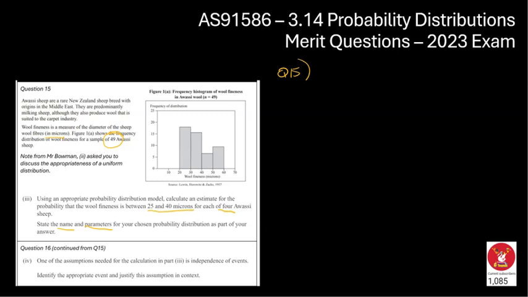The first thing to note, wool fineness is probably going to be continuous data, because I imagine you can have part of a micron. So that means it's going to be one of the models that use continuous data. It could be a normal distribution, a uniform distribution, or a triangular distribution. Looking at the shape of it, nothing normal about that, so let's cross that out.